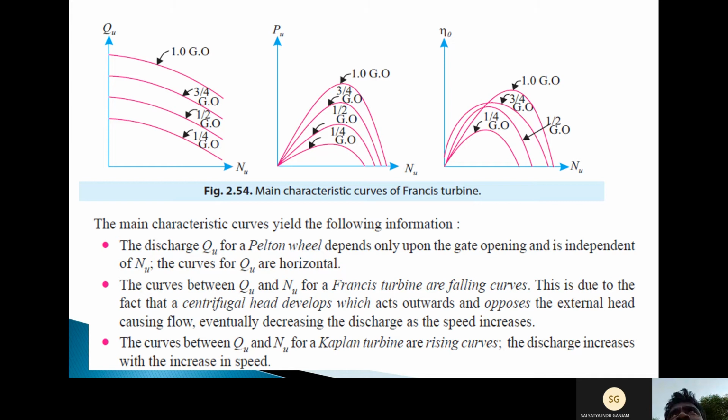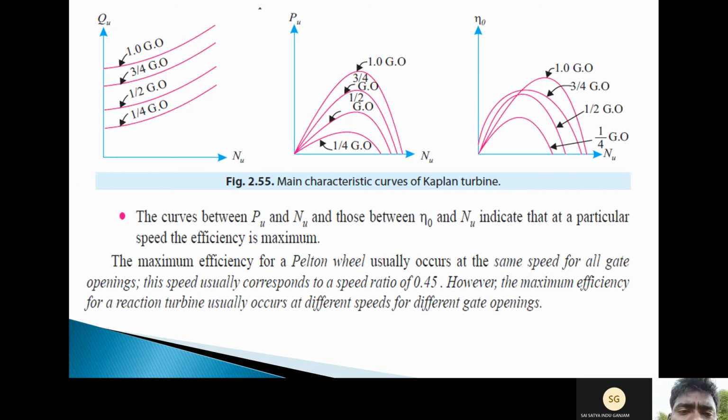For all three turbines, first the Pelton wheel, Francis, and Kaplan: for the Pelton wheel turbine, the main characteristic curves are horizontal lines. Next, for Francis turbines, the curves are falling curves. Next, for Kaplan turbines, the curves are rising curves. Three important points.